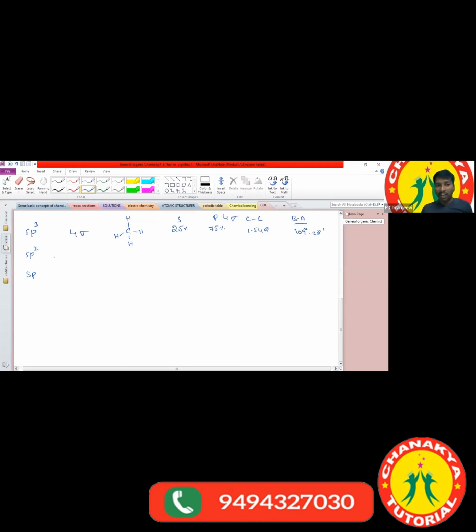Next, if the carbon in the compound is surrounded by 3 sigma bonds and 1 pi bond. We take a pi bond whenever carbon-carbon multiple bonds are there, be it a double bond or a triple bond. If it has a double bond, one is a sigma bond and the other is a pi bond. If it has a triple bond, one is a sigma bond and the remaining 2 are pi bonds.